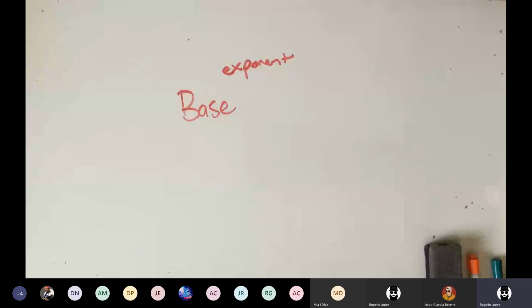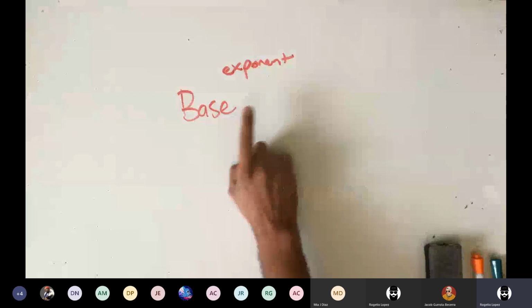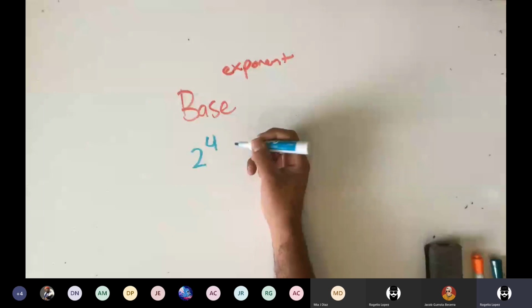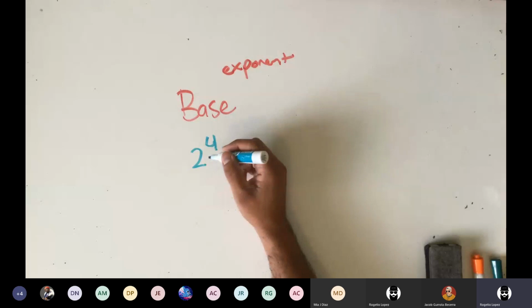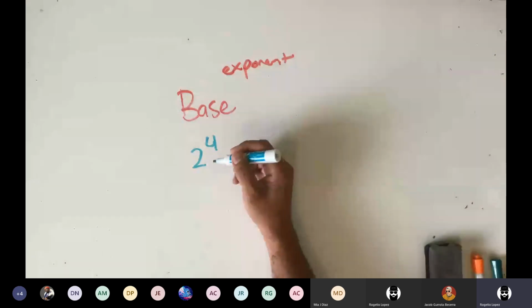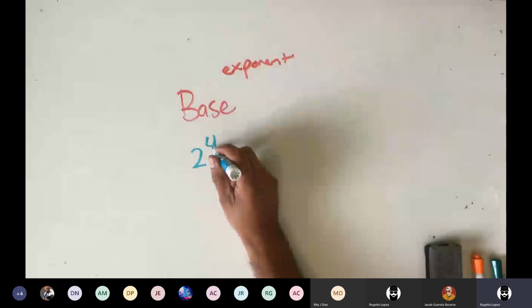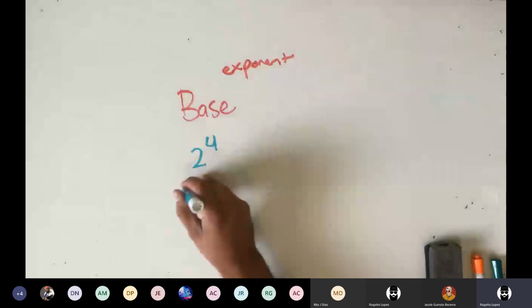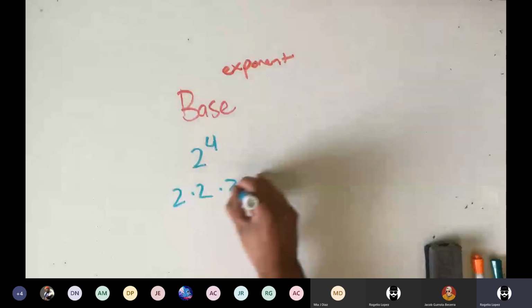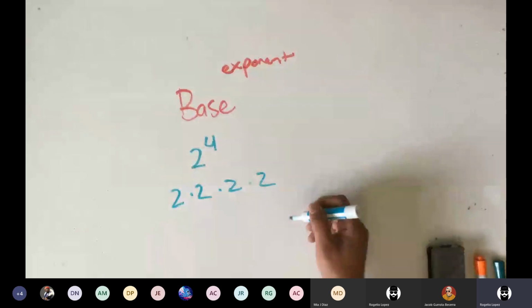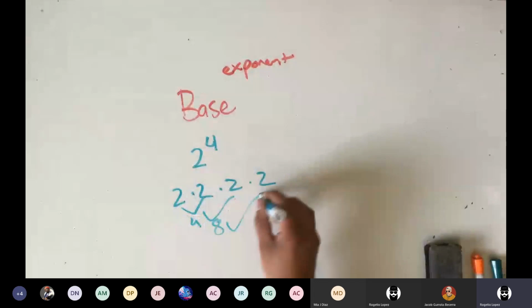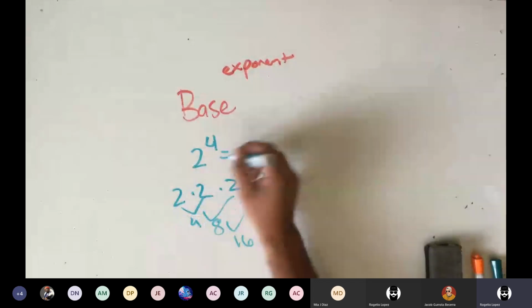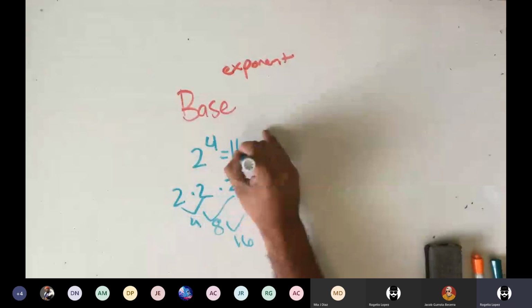Okay? All right, so that's a base, that's an exponent. So if I have, say, 2 to the power of 4, that means that I have 4 2's. Remember, you never, ever, ever multiply your base and your exponent. The 4, the exponent, just tells us how many 2's there are. So that's going to be 4 2's. So 2 times 2 times 2 times 2. Then you just multiply all of them. 2 times 2 is 4, times 2 is 8, times 2 is 16. So 2 to the power of 4 equals 16.